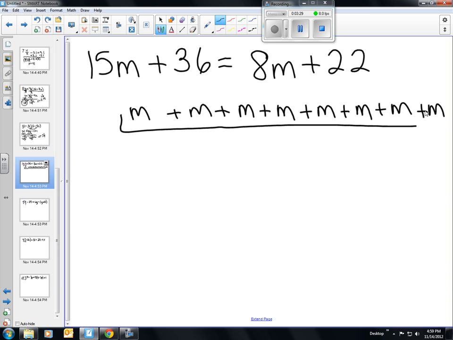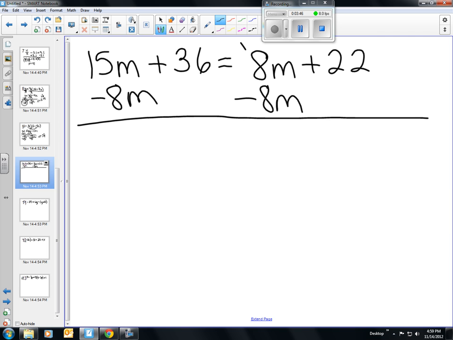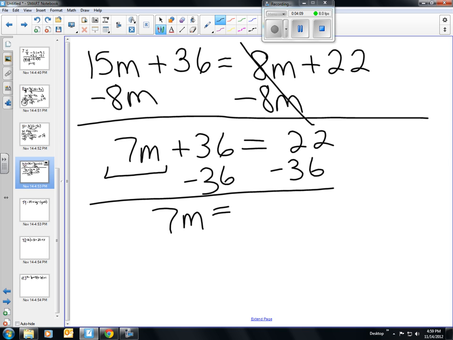If I wanted to get rid of those m's on the right side of the equation, I could just subtract 8m from both sides. So here I can subtract 8m and subtract 8m. Now 8m minus 8m is going to be 0 on the right side, but 15m minus 8m is going to give me 7m. I still have the 36 on the left side, and the 22 still stays on the right side. Now I want to get these 7m's by themselves, so I'm going to subtract 36 from both sides, and then I'll be left with 7m equals -14.